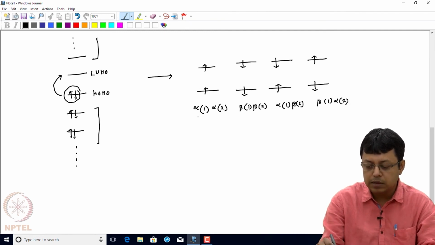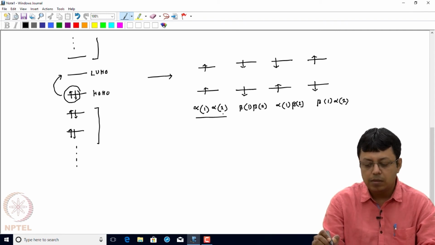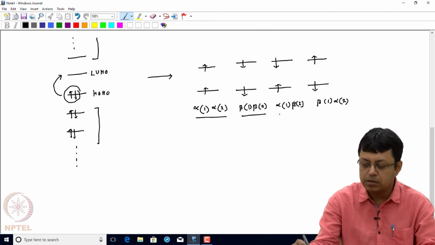Now this is a unique configuration in the sense that if I exchange the electrons, like if I put alpha 2 and alpha 1, that is exactly equal to alpha 1 into alpha 2. So after exchange of the two electrons, the sign of the wave function is not changing, which means this is a symmetric wave function. This is also symmetric, but here you cannot say whether it is symmetric or antisymmetric, because electrons are indistinguishable. You cannot say which one is up or which one is down.